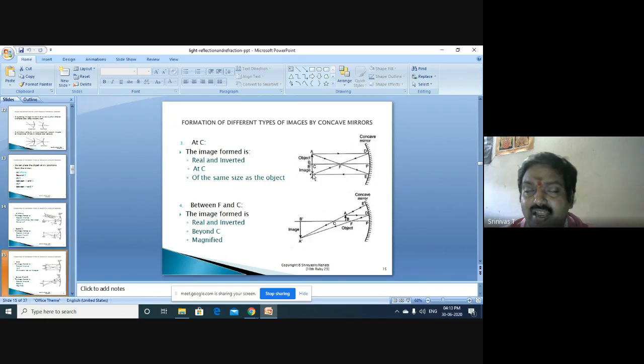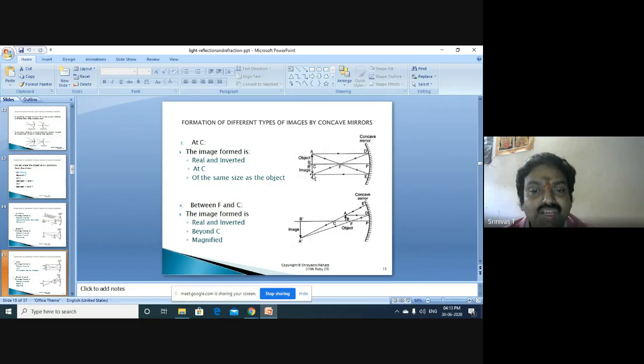That is, if the object is at the center of curvature, we can conclude that the image is also formed at the center of curvature only, right? B dash A dash is the same size as the object, and it is also real and inverted. So that is the nature, shape and size of the image. Now, the nature of the image, size of the image, and shape of the image, these we can conclude or verify.